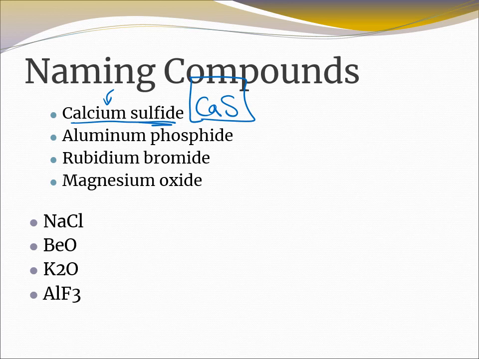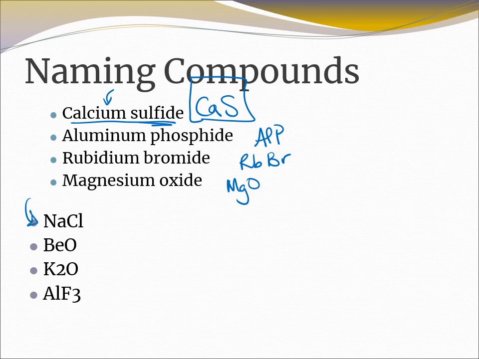All right, so hopefully you got aluminum is Al, phosphide is capital P, aluminum phosphide. Rubidium bromide, rubidium is Rb, capital R, lowercase b. Bromide is capital B, lowercase r, so Rb, Br. And then magnesium oxide, Mg, capital M, lowercase g, capital O.